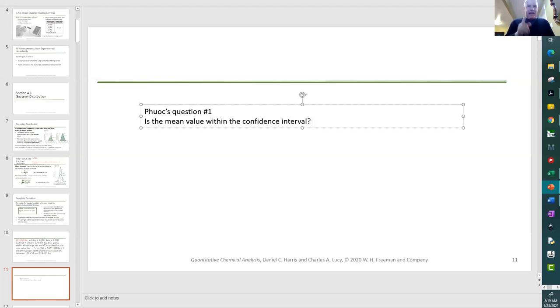Somebody other than Fook has to answer this. Somebody named Casey, I'm picking on today. Is the mean value within the confidence interval, yes or no? Yes. The true mean? No.